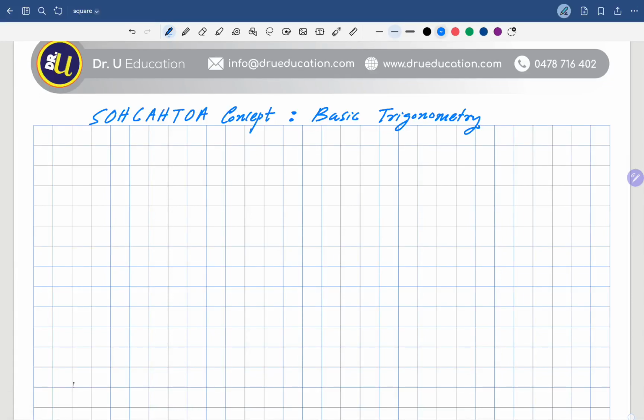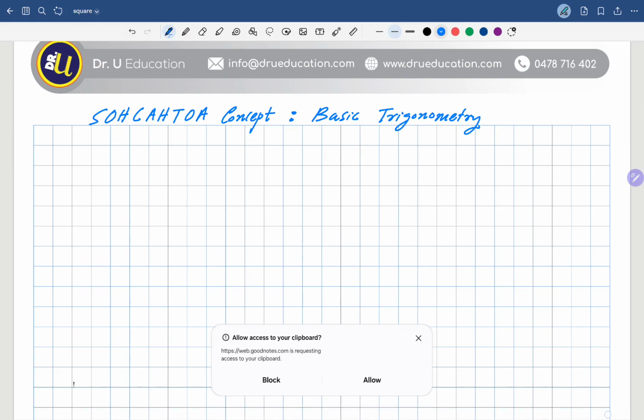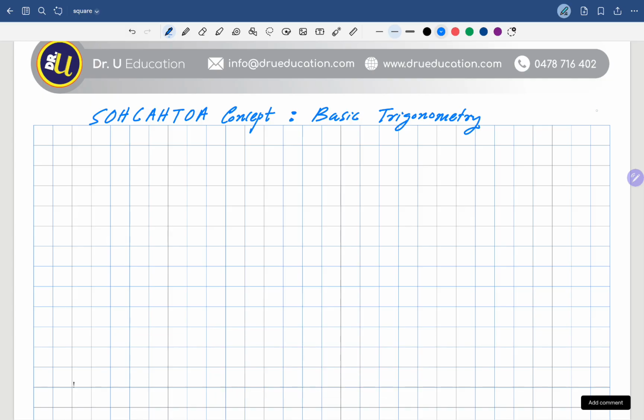Today we are going to learn about the SOH CAH TOA concept. This comes in basic trigonometry. All these calculations are associated with the right angle triangle. So let me draw a right angle triangle. Consider this to be ABC right angle triangle with the angle theta.